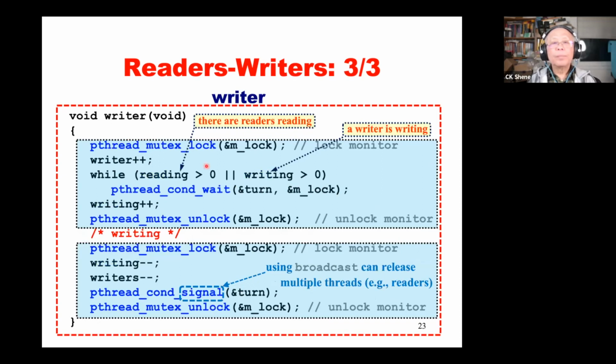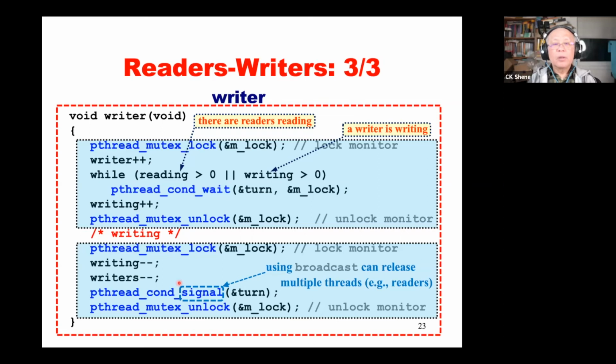Then let's look at the writer. This is the writer's acquire and writer release. The writer locks the monitor. Add 1 to writers, meaning, okay, I may have to be waiting. So keep looping here. If there are readers reading, or if there is a writer writing, I block myself and relinquish the monitor lock. So keep looping. If I am here, it means there is no writer writing and no reader reading. So I can safely write. So the number of writing becomes 1. Then unlock the monitor. After that, I am the only one to write.